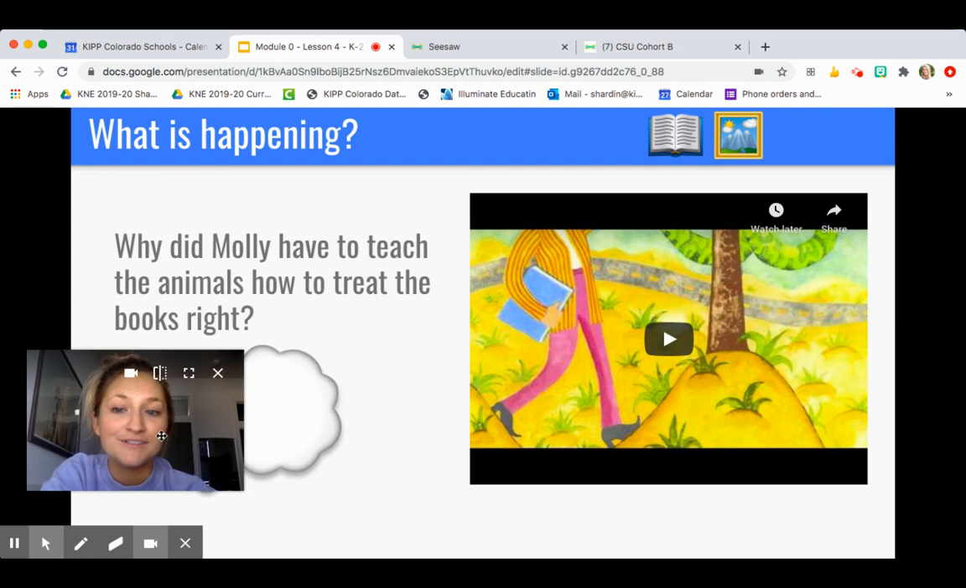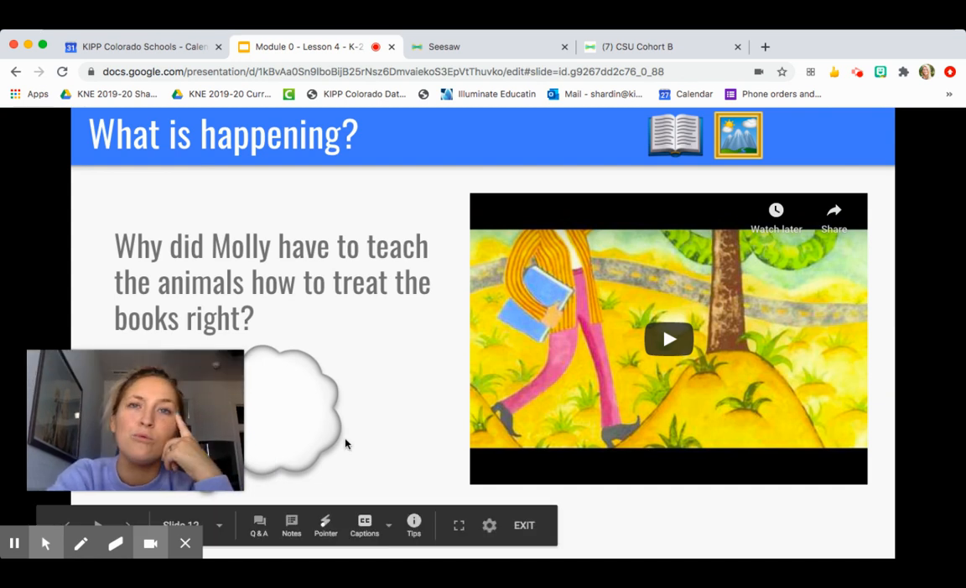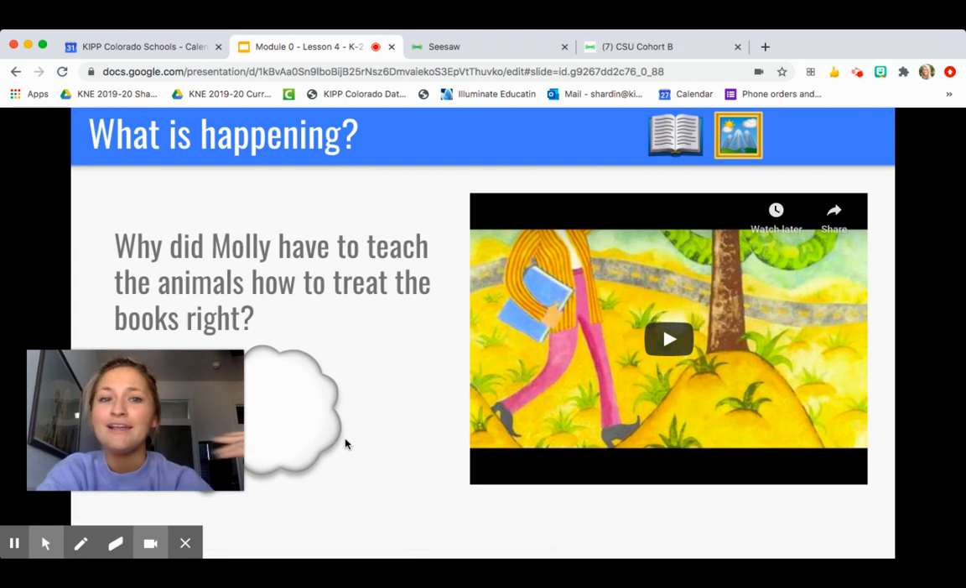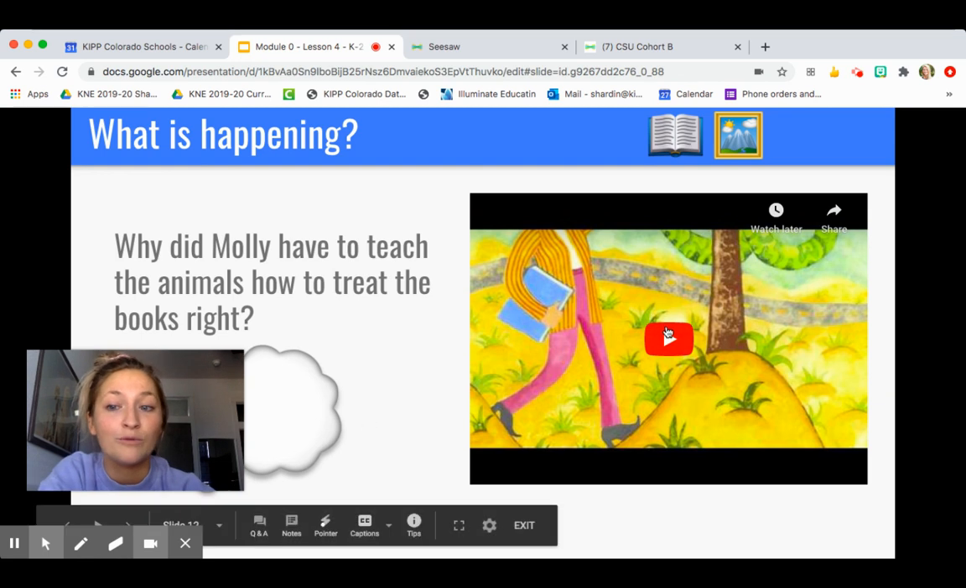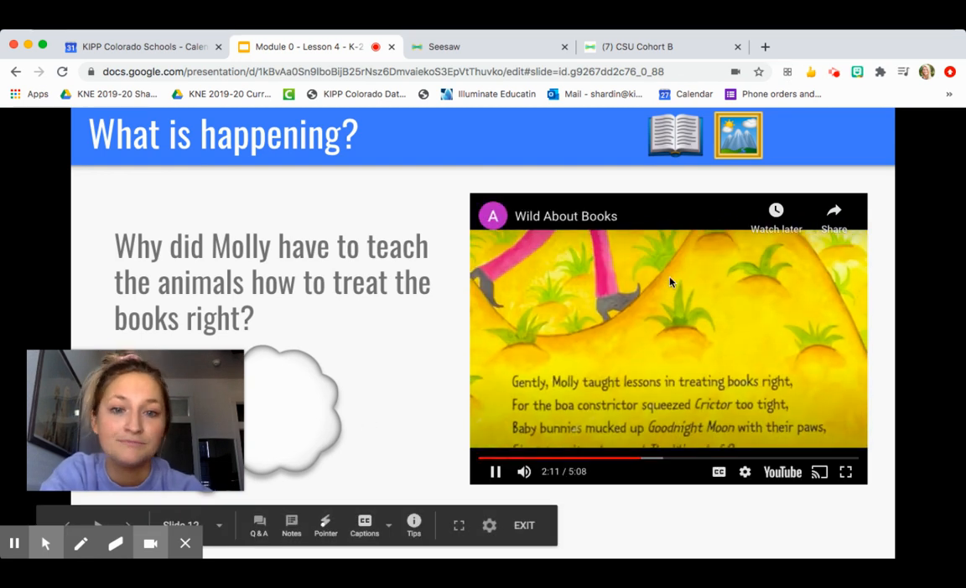Our next question is, why did Molly have to teach the animals how to treat the book right? I'm going to play another scene from the book for you. Your job is to think, why does Molly have to teach the animals how to treat the books right? What are the animals doing with the books that makes Molly have to teach them how to treat them with care? What are those animals doing?